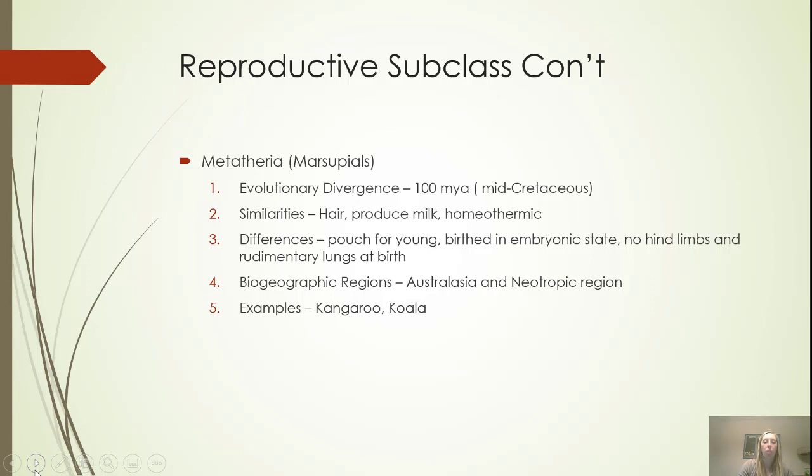These animals are found in Australasia and the Neotropic region. Some examples are the kangaroo, the koala. North America does have one species, the possum, that is a marsupial. So they are a little wider spread than the previous subclass, but this is not nearly as prevalent as the final subclass we're going to talk about.